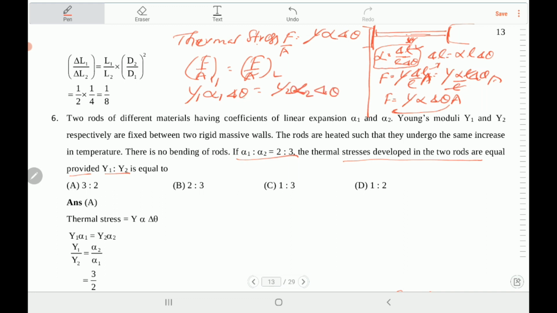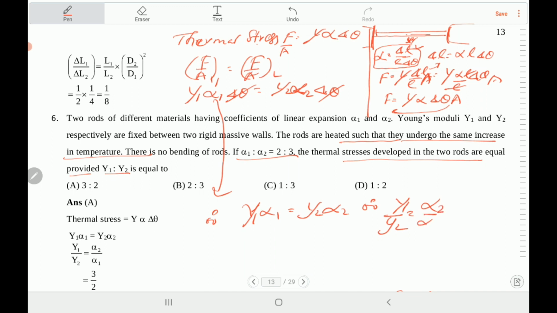You are not writing delta theta 1 delta theta 2. Why? Because their rods are heated such that they undergo same increase in temperature. So change in temperature same for both. Therefore, I'll continue here. What's left side? Y1 alpha 1 that equal to Y2 alpha 2. So you solve for the ratio Y1 to Y2 that equal to alpha 2 to alpha 1.